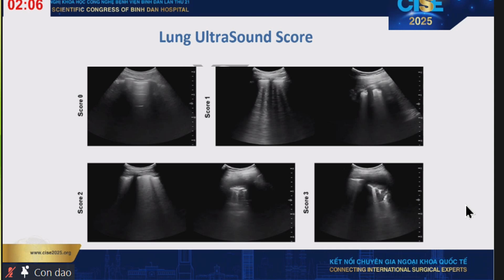Score 0 for A lines or fewer than 2 B lines. Score 1 for more than 2 B lines. Score 2 for multiple subpleural consolidations. Score 3 for larger subpleural consolidation. Points for the 6 quadrants are added together to give a total out of 18.